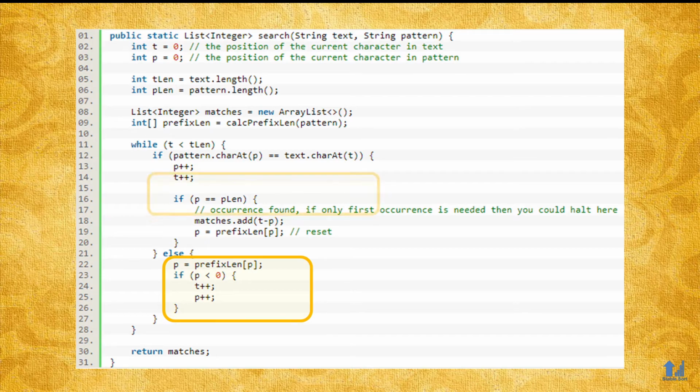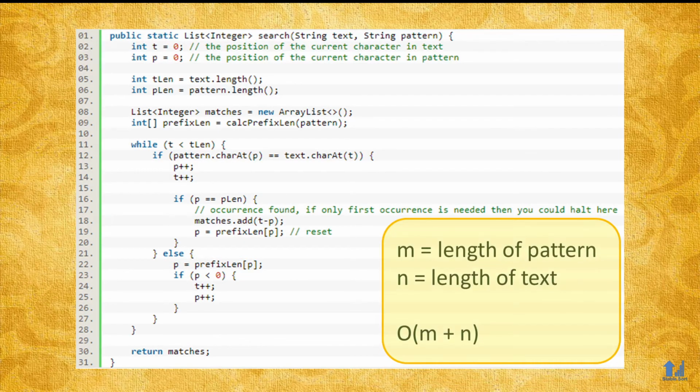So indices T and P are both incremented with each match. But P is rolled back when there are mismatches. Since P can only roll back as much as it has progressed up to the mismatch, each character is examined at most twice, making this part of the algorithm linearly proportional to the length of text. Thus, the combined running time of this algorithm is order m plus n, where m is the length of the pattern string and n is the length of a text.